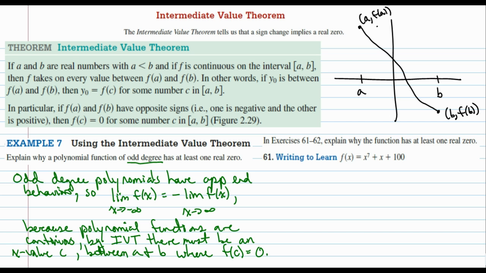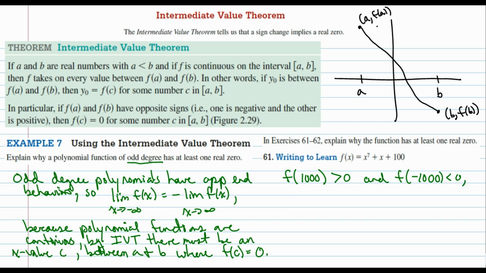Now in example 6, it says explain why the function has at least one real 0. Well, it's by the intermediate value theorem. That is the purpose of the intermediate value theorem. But this one says explain why. Well, I'm going to say, I can actually just show examples.